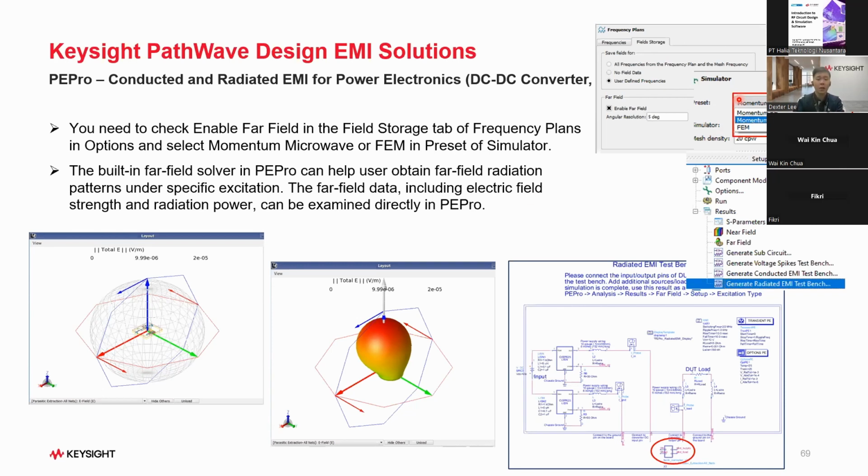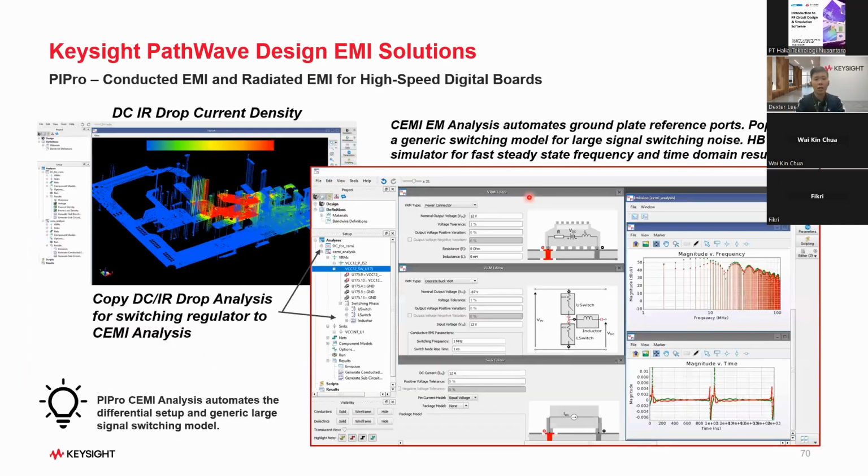Okay, so if you are looking at power electronics, we have PE Pro. If you are looking at high-speed digital boards, looking at power distribution network, DC IR drop, we have PI Pro. And with PI Pro, we are also able to do conducted EMI and radiated EMI. So for high-speed boards, basically we are talking about many substrate layers, about 16 layers and so on. So if you're working on high-speed digital boards, we have PI Pro to help accelerate that EM simulation. And again, you can look at conducted EMI and radiated EMI.